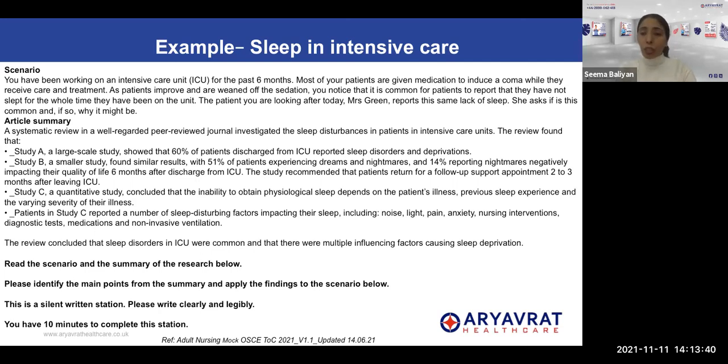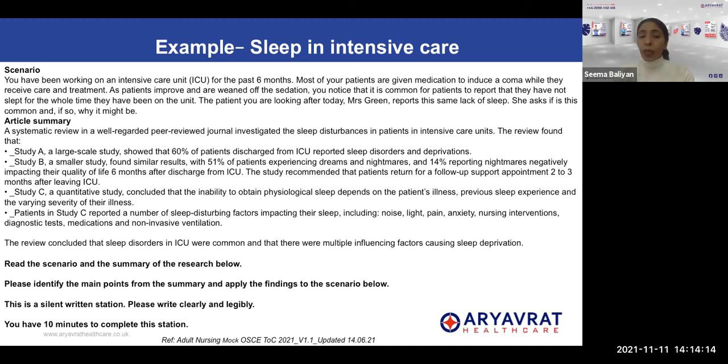And what is the recommendation with regards to that? Now, if we read an article summary, the article summary is saying that a systematic review in a well-regarded peer-reviewed journal, Intensive Care Unit. The review found the following. There were a few studies which were done. There was a study A, which was a large-scale study. It showed that 60% of the patients discharged from ICU reported sleep disorders and deprivation.